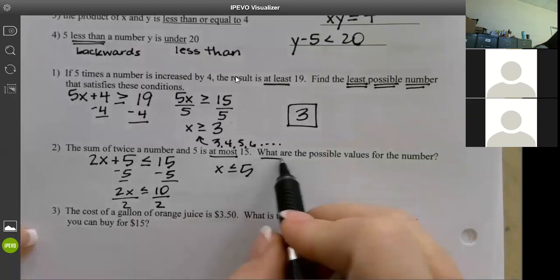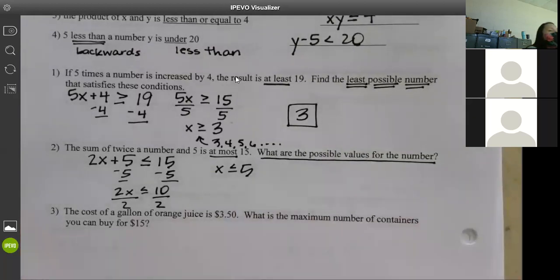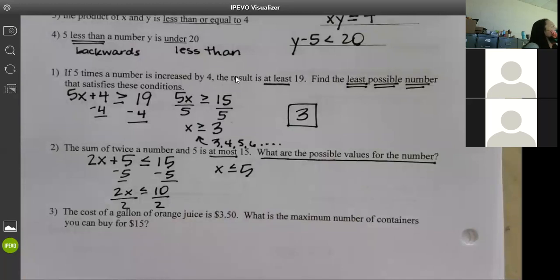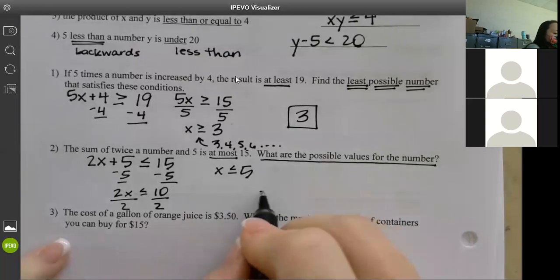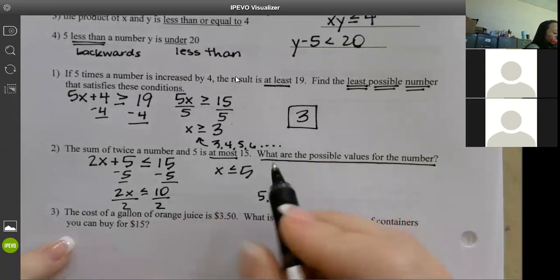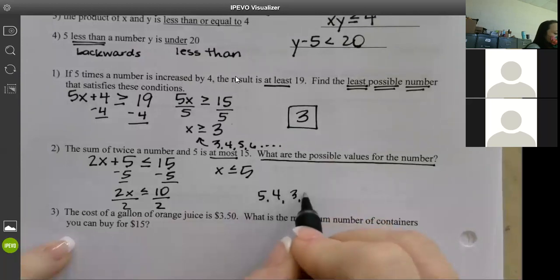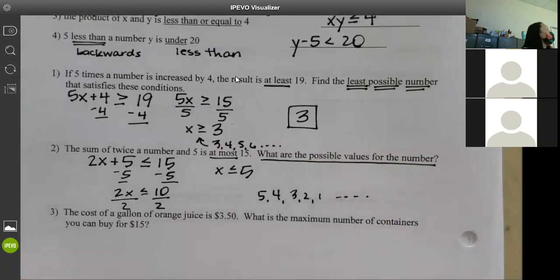It says, what are the possible values for the number? If they ever give you something like this, it's probably going to be multiple choice because how many values could you list? A lot, right? So they might have a multiple choice with the ones that you can get, okay? So what are your values? Your values would be 5 and then less than, 4, 3, 2, 1, and so on. Does that make sense? So just watch what they're asking. You're solving them perfect. Watch your questions.